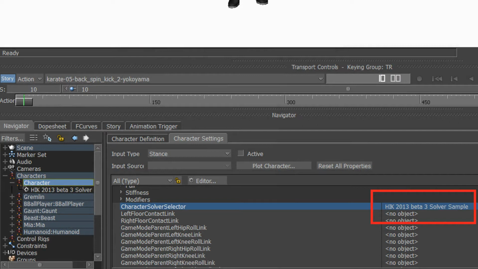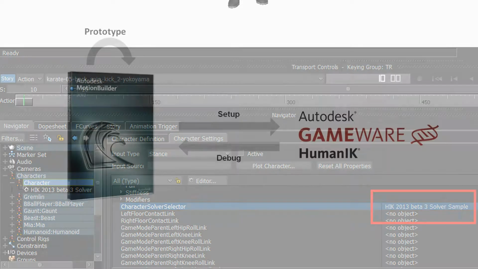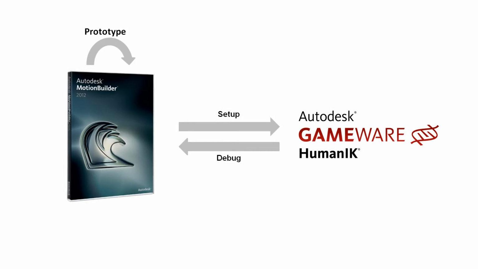We even went further with the latest version of HumanIK, that is HumanIK 2013. You can now use MotionBuilder to debug IK behavior. The runtime is able to dump data that gets converted into FBX and that you can reload and analyze in MotionBuilder. This is nice, since it makes it possible for artists to help programmers debug their IK behaviors.